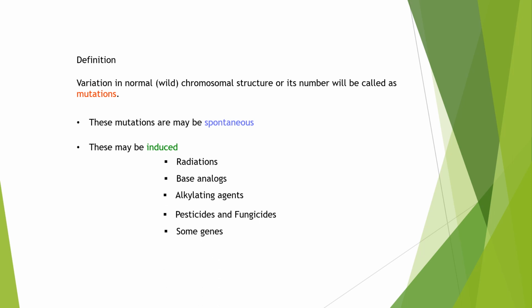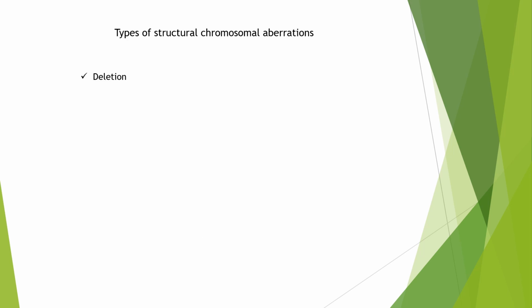Next one is base analogues. There are certain bases which can replace our natural bases in the body. Some alkylating agents, pesticides, fungicides, some genes are also responsible for creating mutation in the body. Now we will see types of mutation, structural mutation. In that, the first one is deletion. Deletion means breaking and deletion of a particular segment of a chromosome.